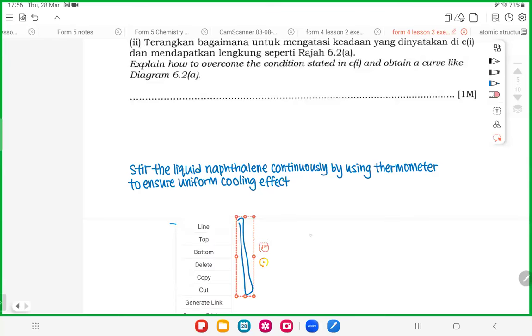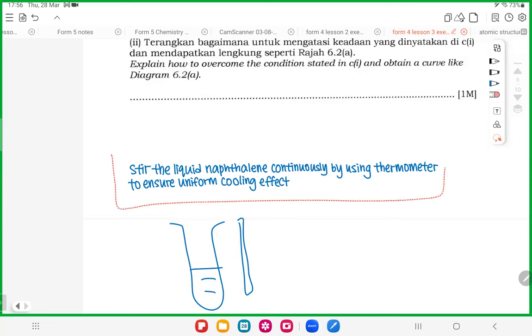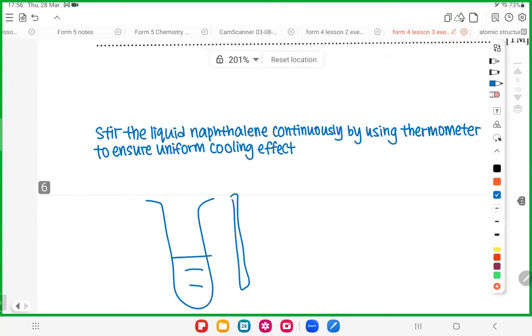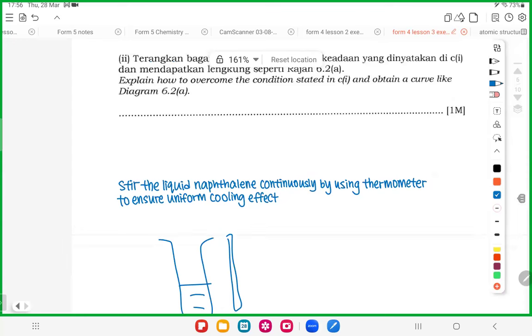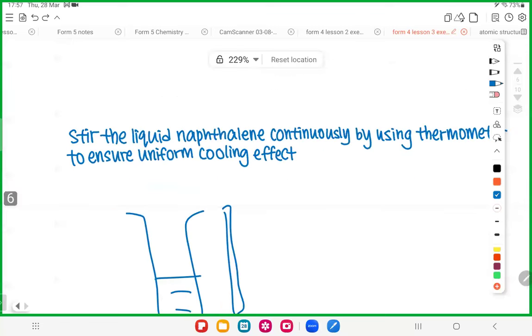So how do you stir? Using the thermometer. Why do you want to stir? To ensure you have a uniform cooling effect. Do we need to mention the conical flask? Normally no need. Between stir and conical flask, which is the better one? Stir is the better one. And it is only 1 mark, so I just say stir will do. If they give me 2 marks, then probably I add one more.